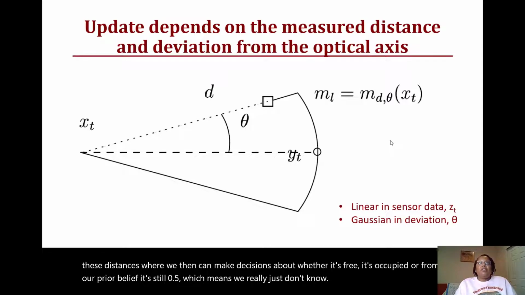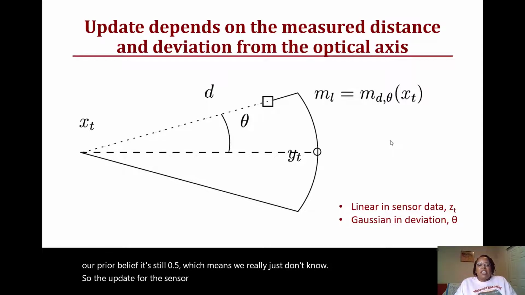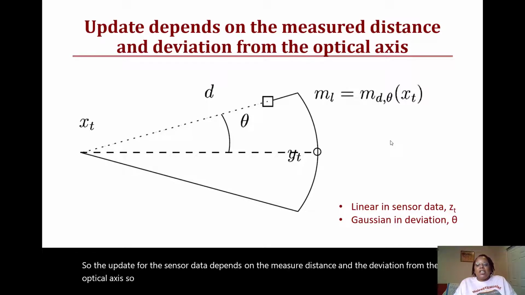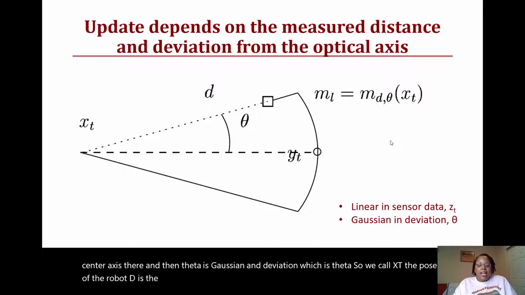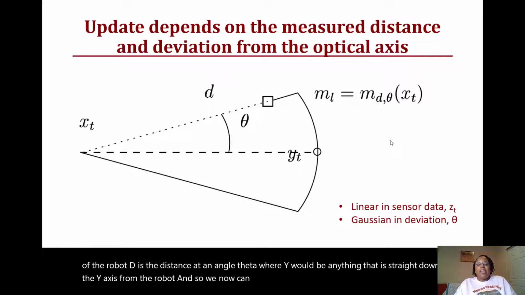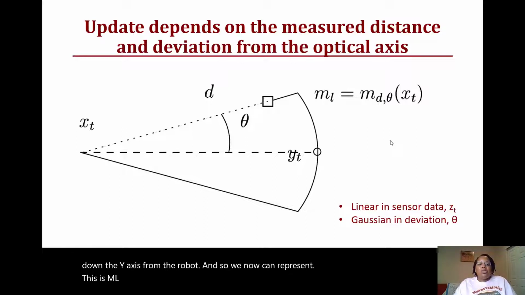So the update for the sensor data depends on the measured distance and the deviation from the optical axis. So we say that the data is linear in terms of the sensor because that goes down that center axis there. And then theta is Gaussian in deviation, which is theta. So we call xt the pose of the robot. D is the distance at an angle theta, where y would be anything that is straight down the y-axis from the robot. And so we now can represent this as ml or md theta given the robot's pose, which is the likelihood of a cell being occupied based upon reading from the sensor data.